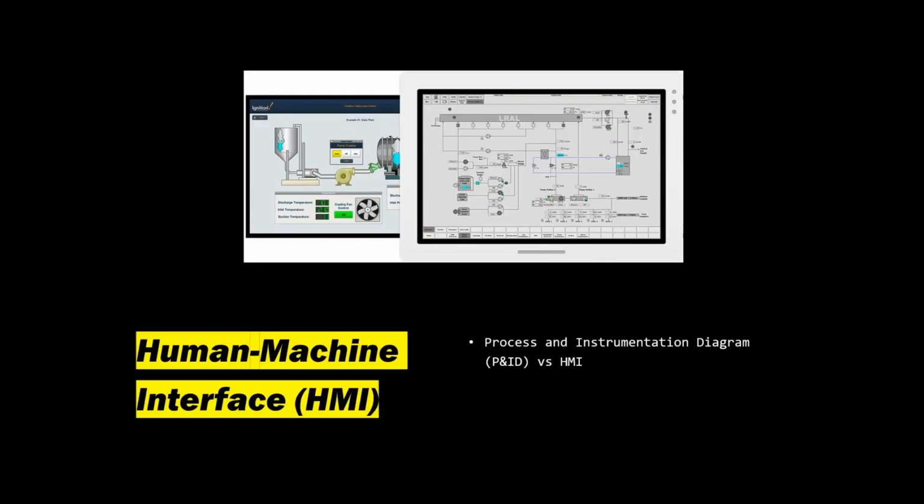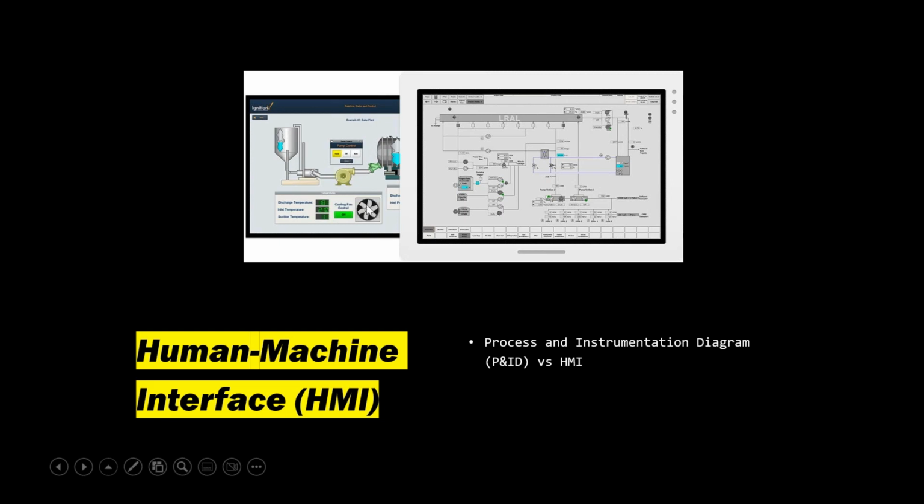For human-machine interface, for example, if you are working in a petrochemical plant, you are going to use a process and instrumentation diagram, P&ID. A P&ID can be in printed form, or on screen. Sometimes it's in PDF, but you cannot touch the button on the PDF because it's basically a static diagram. But a human-machine interface is when you model the whole plant and you can interact with the buttons.